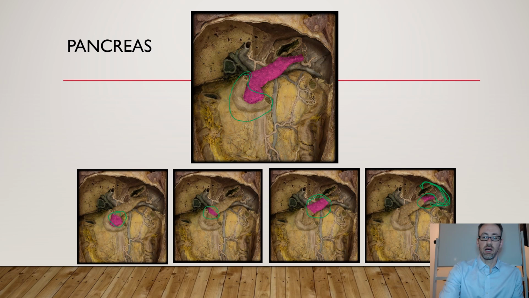And another important feature of the pancreas is its blood supply. When it's releasing its hormones into the bloodstream, it has a sort of first pass effect, if you will. It passes directly into the portal system to the liver.